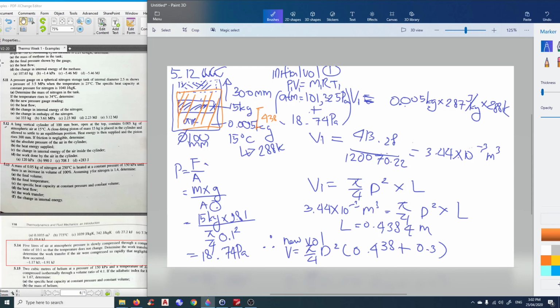And then from that 438 mil, it's moved by 300. So the final volume is this: 0.438 meter plus 0.3 meter. So the final volume is 5.79 multiplied by 10 to the power negative 3 cubic meter. So that is the volume here after the piston has moved. Is that clear? I'm sorry, a bit messy. Now we can calculate the absolute pressure in the cylinder. So let me clean the board.